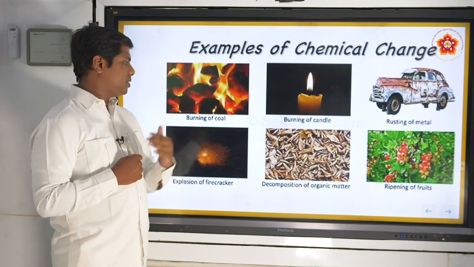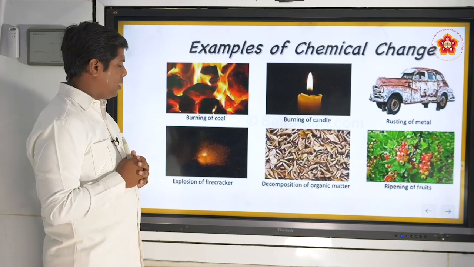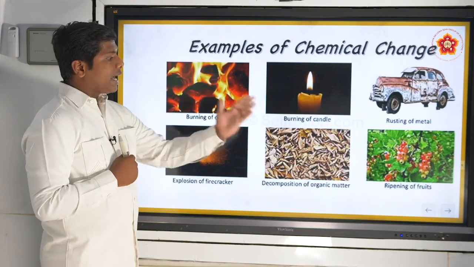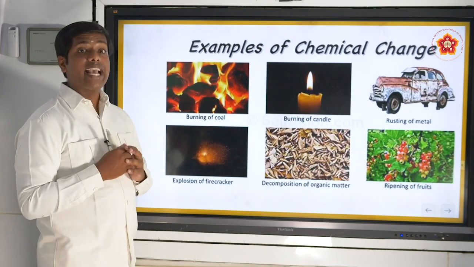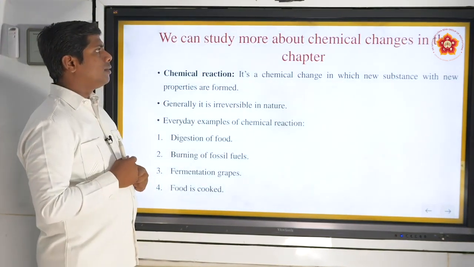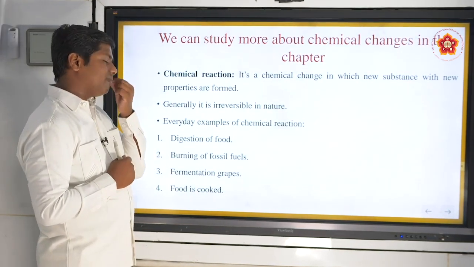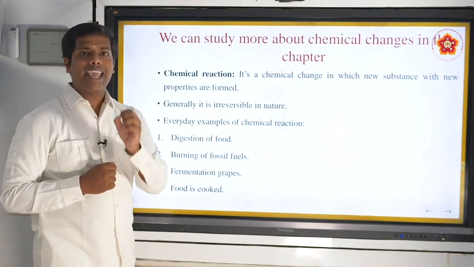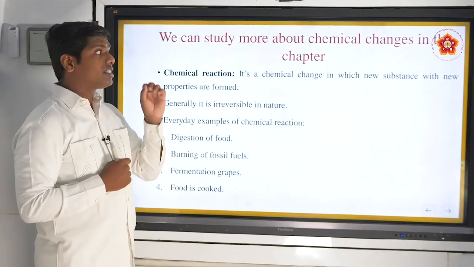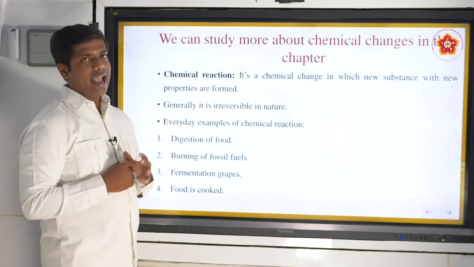Examples of chemical change: burning of coal, burning of candle, rusting of a metal, explosion of firecrackers, decomposition of organic matter, and ripening of fruits. We can study more about chemical changes in this chapter. First, what is a chemical reaction? It's a chemical change in which new substances with new properties are formed, called a chemical reaction.